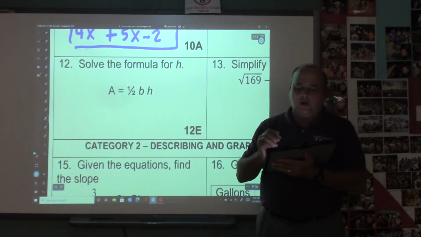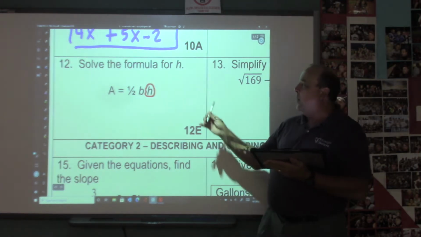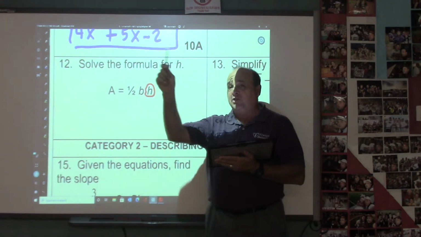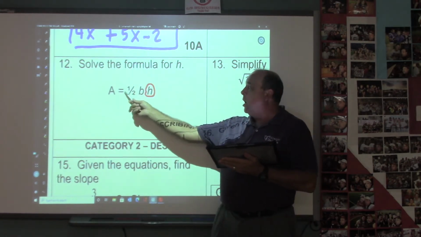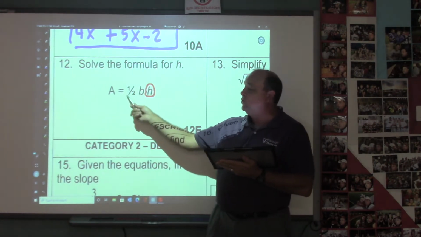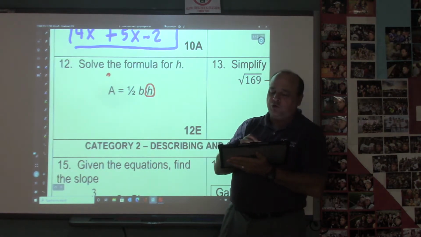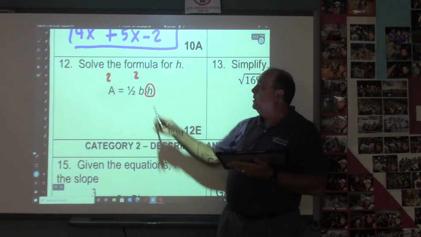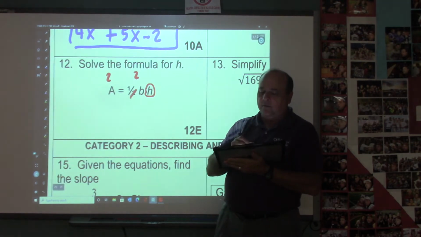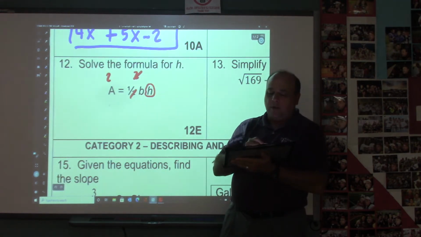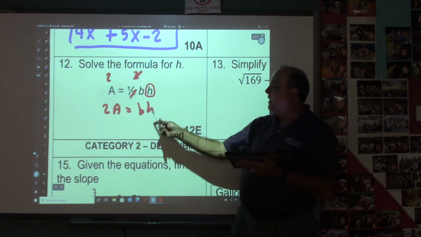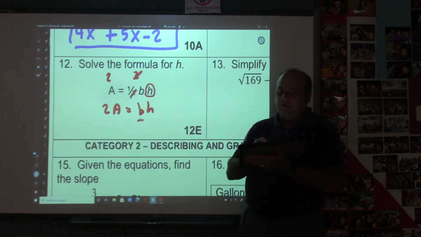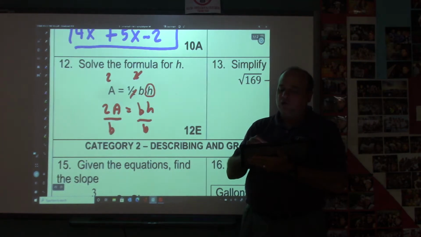Okay, so on number 12, we want to solve for h. So I'm going to circle the h. Now then, I want to get rid of the 1/2 and the b. The first thing is to get rid of the fraction on it. All of these are multiplied together, so this is one store. So I'm going to distribute my denominator. So these 2's are going to cancel out because they divide out to 1. So I'm going to get 2a equals bh. And then to get the h all by itself, I'm going to divide the b over. So h will equal 2a over b.